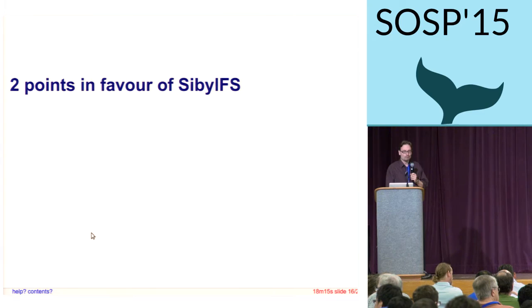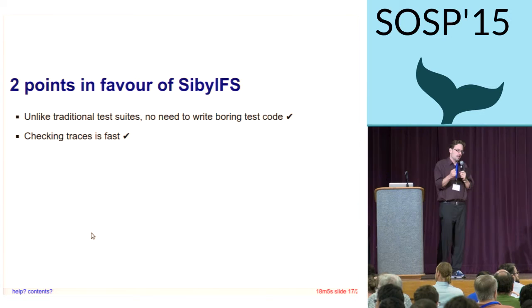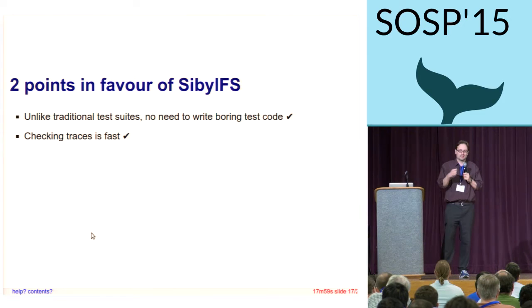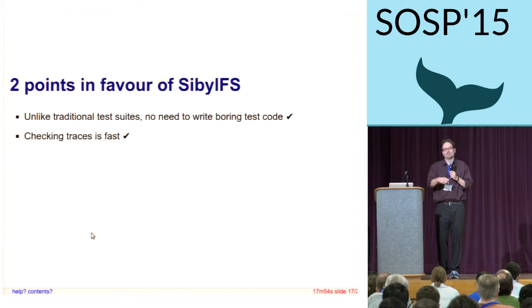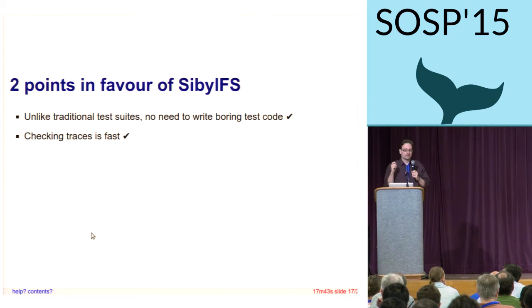So, two points in favor of SibylFS. Unlike traditional test suites, you don't need to write any boring test code. With traditional tests, you write a piece of code that makes a call to the libc interface, gets the result back, and then you check it. So maybe it's an error, and you say, is it this error or this error? If so, it's OK. If it's not those errors, it's wrong. Writing this test code is really boring, and it effectively limits the amount of testing you can do. So for example, in the POSIX test suite, there's 50 tests of the rename call.